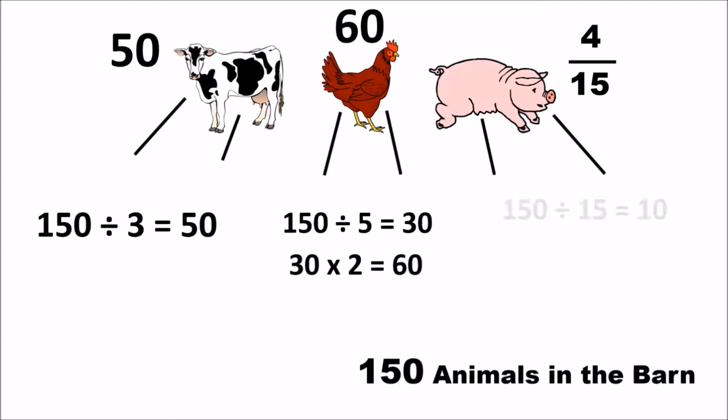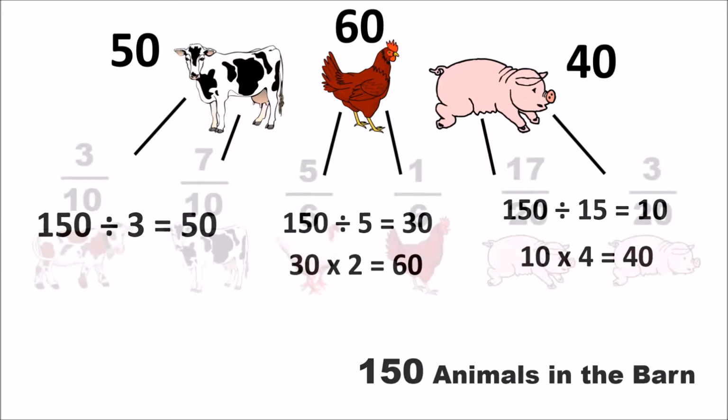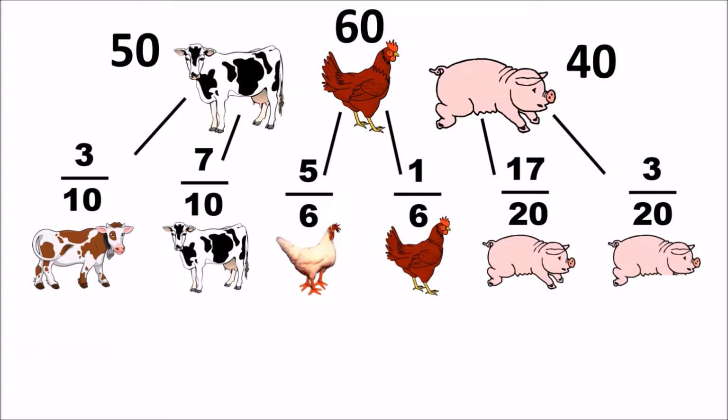Then we know that 4/15 are pigs. So what we do now is 150 divided by 15, which equals 10, and we just do 10 times 4, which equals 40, because 4/15 are pigs. Out of 50 cows, 3/10 are brown. So 50 divided by 10 equals 5, and 5 times 3 equals 15. So 15 out of the 50 cows are brown.